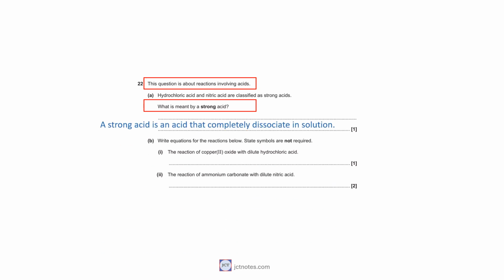In Part B, we are asked to write equations for 2 reactions. The first reaction is the reaction of copper 2 oxide with dilute hydrochloric acid. This is a typical reaction where acids and metal oxides produce salt and water. In this case, the copper 2 oxide and dilute hydrochloric acid produce copper 2 chloride and water.